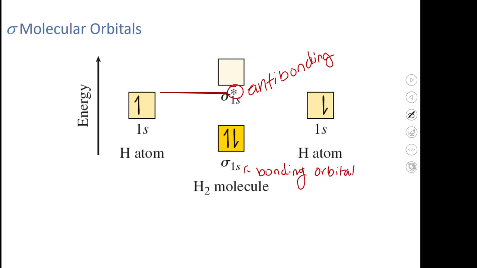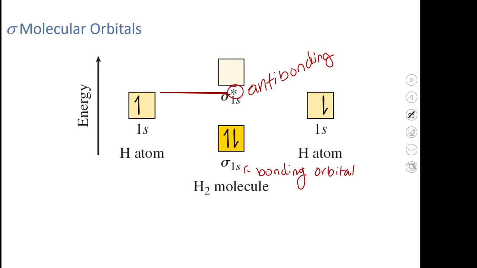So you draw your bonding and antibonding orbitals, and then you just fill in your electrons using the same rules we've been doing since chapter 6. The electrons go into the lowest energy levels possible. If you have multiple orbitals at the same energy level, they're going to have one each before they pair up. Same rules we've been doing since chapter 6.